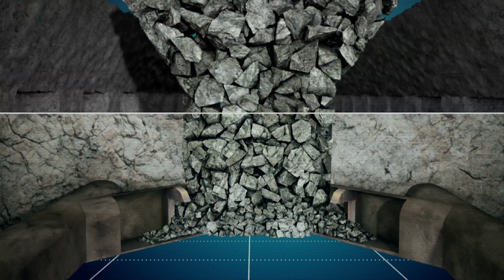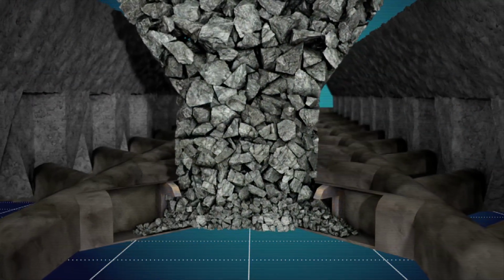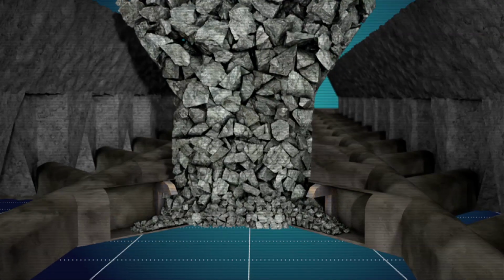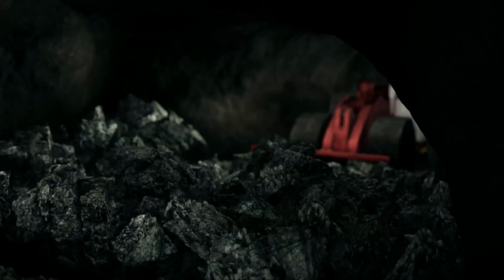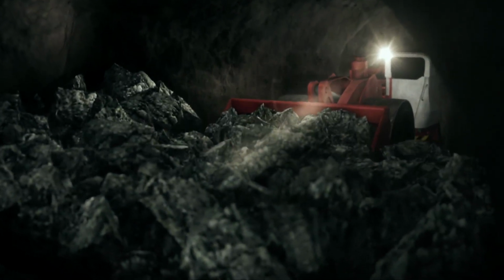Once the development is complete and the ore body has been undercut, the mining process is relatively simple, with continual fracturing and breaking of the rocks to smaller rocks for extraction without any further blasting.